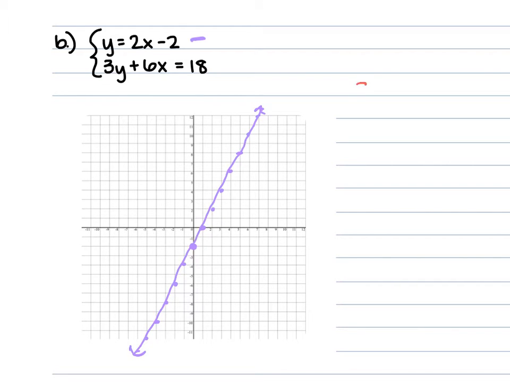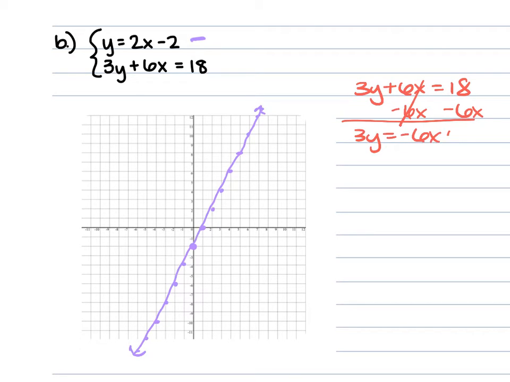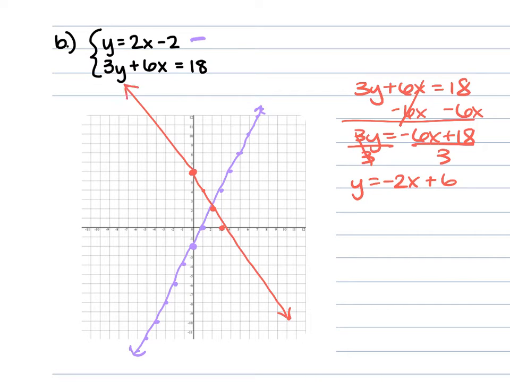With your next line, you have 3y plus 6x is equal to 18. We're going to move the 6x over by subtracting it from each side. We get 3y is equal to negative 6x plus 18. Then we divide each side by 3 to get y is equal to negative 2x plus 6. So we're going to start at 6 and then go down 2 to the right 1, down 2 to the right 1, down 2 to the right 1. We see here that even though this line is not going to be perfect, we do have our solution here, which is the ordered pair 2, 2.